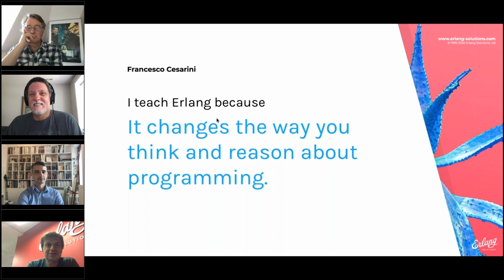So why do I teach the Beam? Why do I teach Erlang? I think what really attracted me to the language is the fact that it changes the way you think and reason about programming. And the biggest challenge in learning Erlang and Elixir is actually unlearning all of the bad habits from other programming languages you have and to start thinking concurrently.